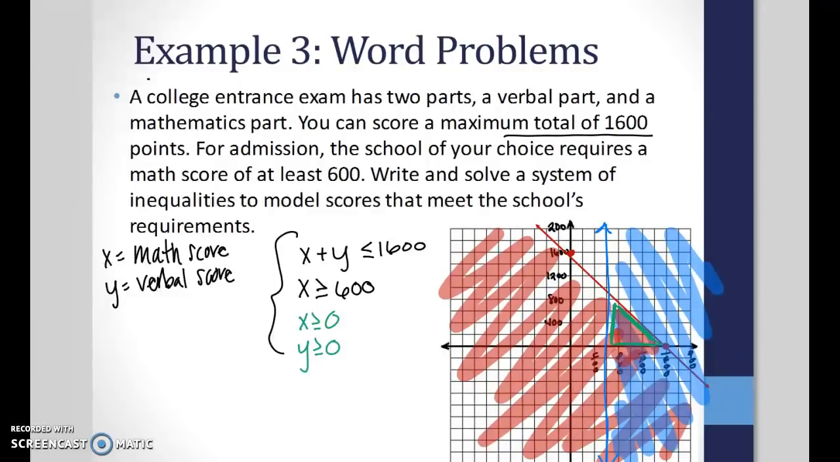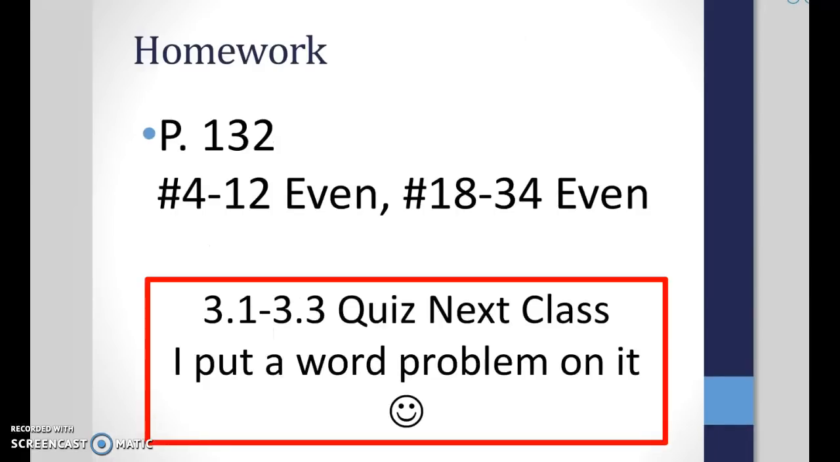All right, so there's the word problems. The good news is I did not put a word problem on your homework. However, I did put a word problem on your quiz, and it's not going to be like the one we just did. It is going to be similar to what we did with section 3-2, so you'll be doing substitution or elimination for that. Please make sure you look that over.